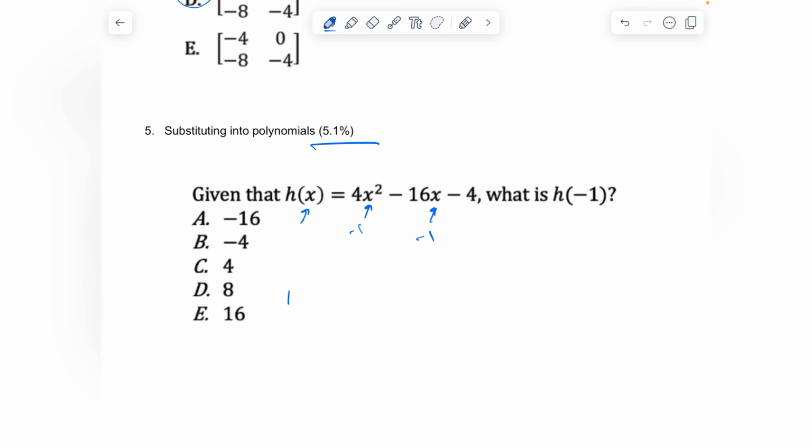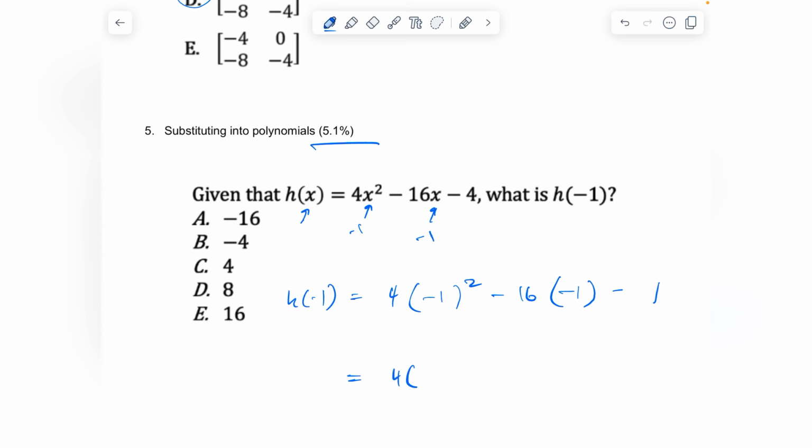Okay, so how do we do this? So h of negative 1, I'm going to have 4 times what used to be x squared minus 16 times x minus 4. And I recommend you write it out this way, kind of spread out, so you can erase the x's and plug in negative 1s. Notice how I did this in parentheses, just to separate everything out from the rest of the equation. Once you've replaced the x's with your negative 1, or whatever number it is, you go ahead and simplify.